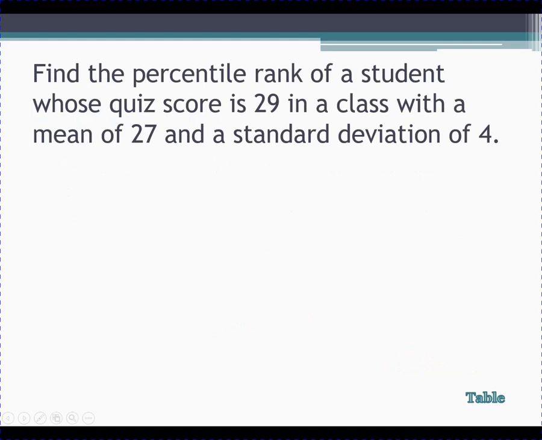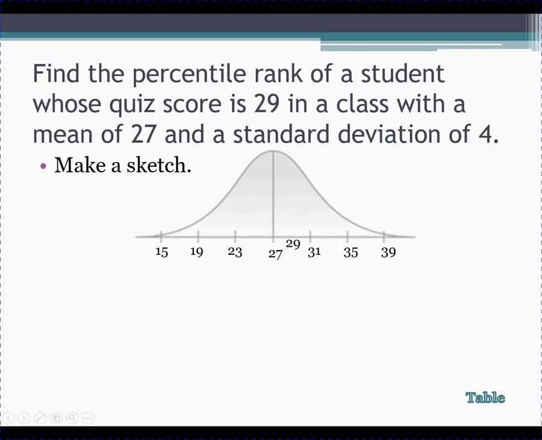Find the percentile rank of a student whose quiz score is 29 in a class with a mean of 27 and a standard deviation of 4. Well, first we would want to change that to a z-score. We don't necessarily need to change it to a z-score, but it would be helpful. Let's see what goes on here. Here we have 27 as the mean. Someone up here was 29. So we know they're better than half, because half of it's over here, with a standard deviation of 4.